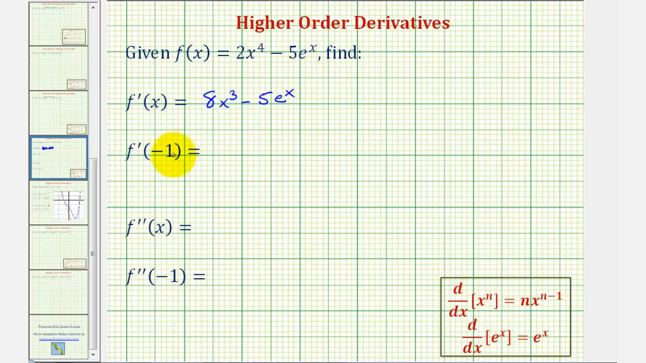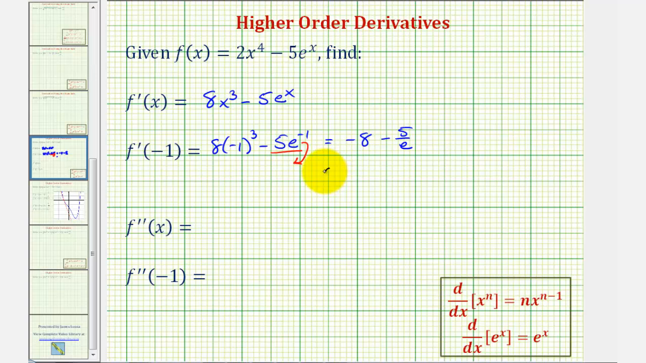And now to find f prime of negative 1, we substitute negative 1 for x. So we'd have 8 times negative 1 to the third minus 5 e to the power of negative 1. Well, negative 1 to the third is negative 1. 8 times negative 1 is negative 8. And then for 5 e to the negative 1, we can make this exponent positive by moving it to the denominator. So this would be the same as minus 5 divided by e.